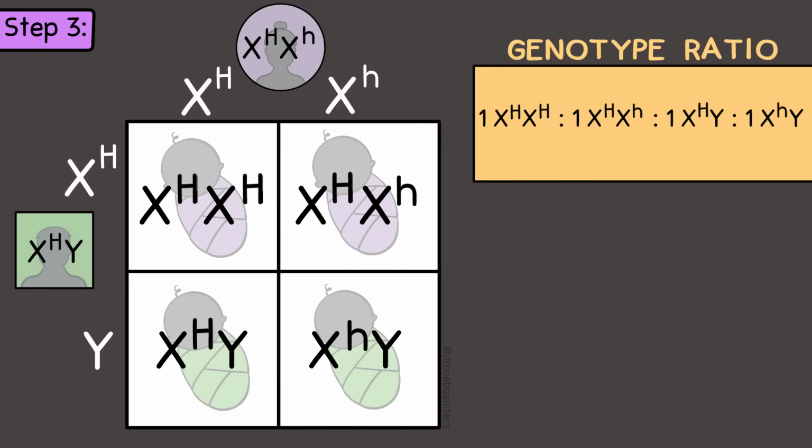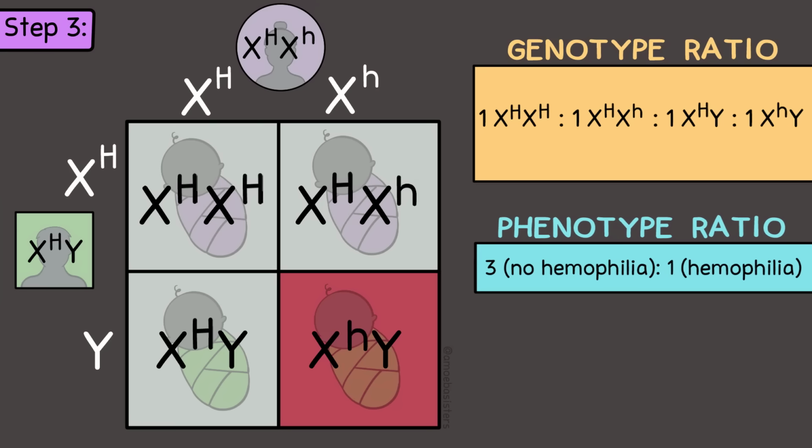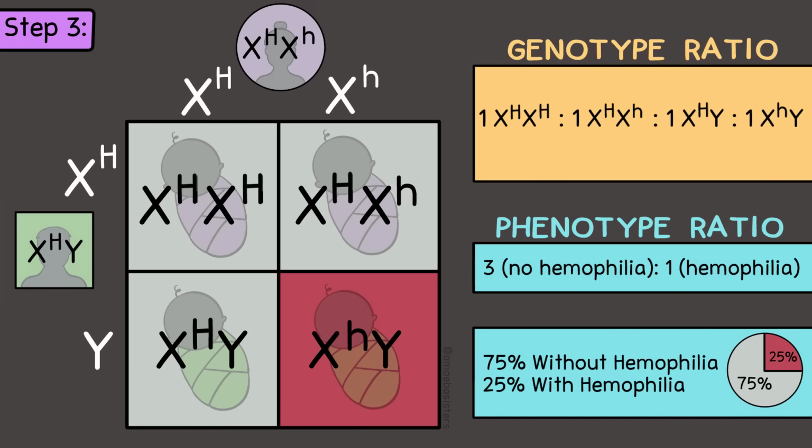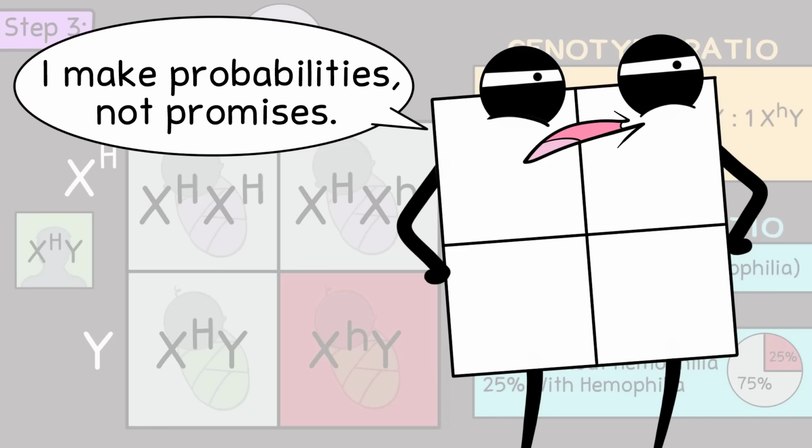The genotype ratio could be written out like this. And the phenotype ratio, remember that these are the traits, can be written out like this. There's a 75% chance that a child will be born without hemophilia and a 25% chance that a child would be born with hemophilia. Remember, like all Punnett squares, these are representing probabilities. So because it's a probability and not necessarily the exact outcome, they could, for example, have quadruplets that all do not have hemophilia, or they could have quadruplets that all have hemophilia. The probability of the latter is less likely, but it's still possible.